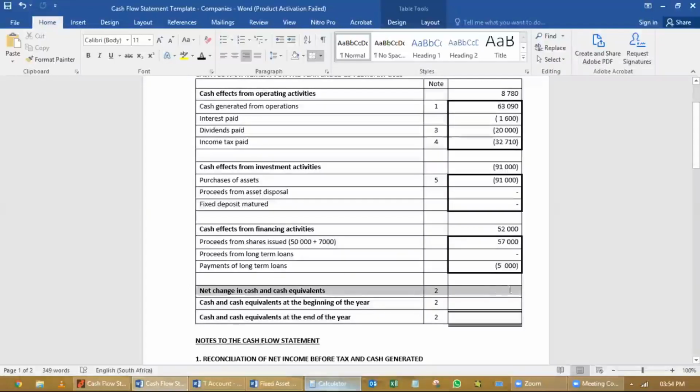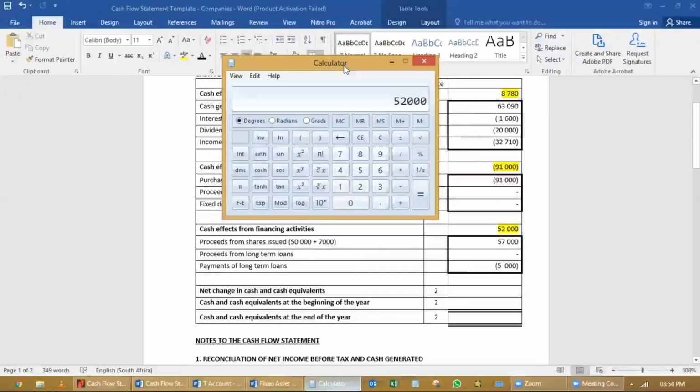Now I can work out what was my net change in cash and cash equivalents. How do I do that? By adding these amounts over here. Let's highlight them. So this plus this plus this will give me my net change. And that's the whole purpose of a cash flow statement, to work out what this net change was. So I take 8780, minus 91,000 because it's in brackets, and plus 52,000.